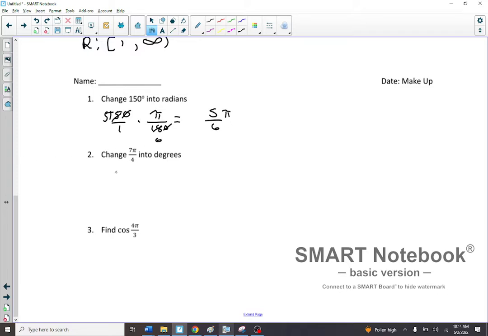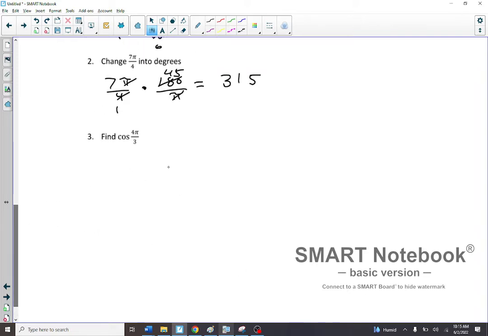Next one, change radians into degrees. So 7 pi over 4. Good, because I'm aiming for degrees, I'm going to put 180 on top over pi. Pi's cancel out. 4 and 180 could cancel out to 1 and 45. 45 times 7. 315. Yeah, 315.